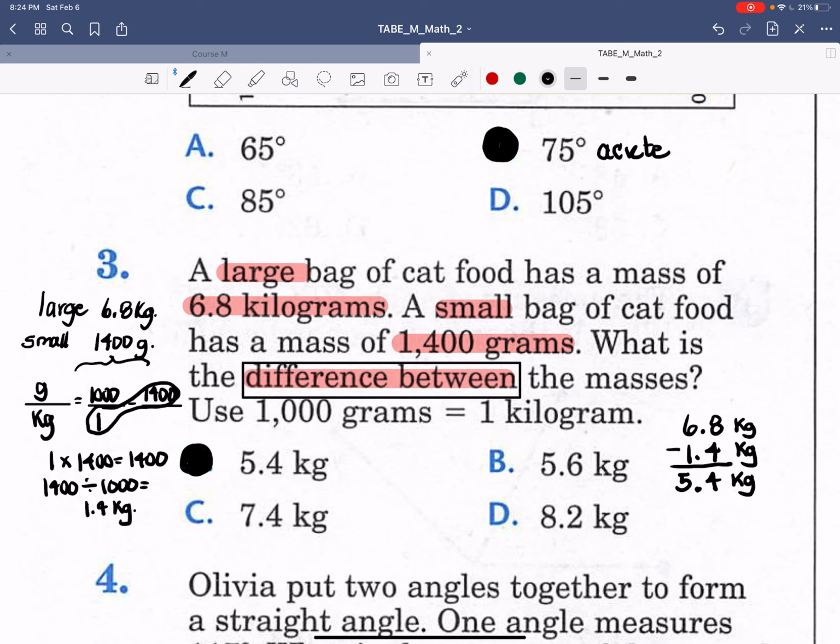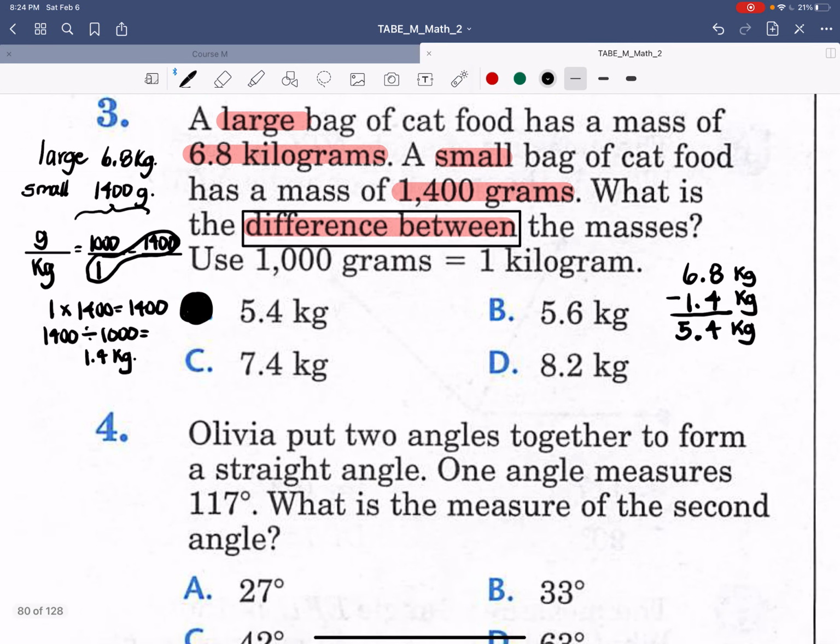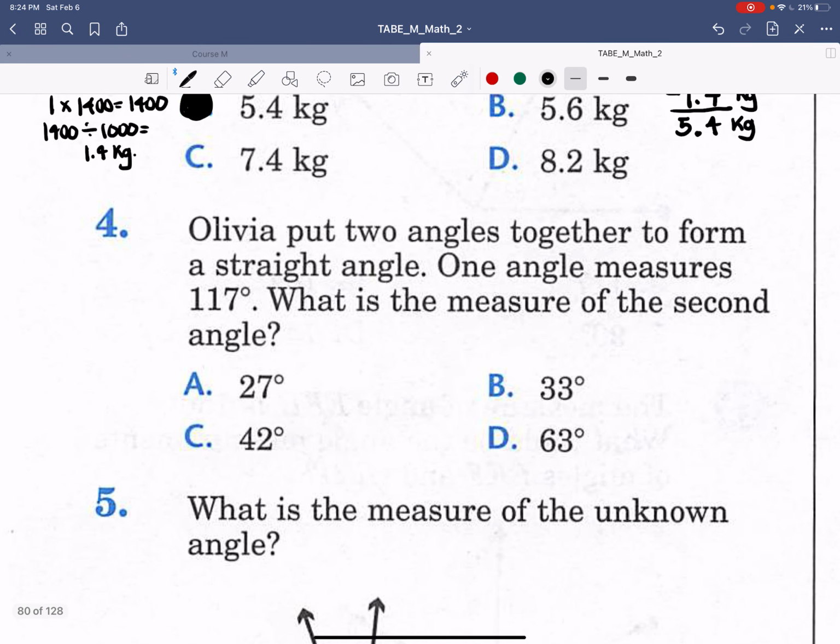There's a lot to do in that problem, but it's a good one. Number 4. Olivia put 2 angles together to form a straight angle. So 2 angles make a straight angle. I'm going to draw that right here. Make a straight angle and ask yourself how many degrees are in that straight angle. That is 180 degrees, half a circle.